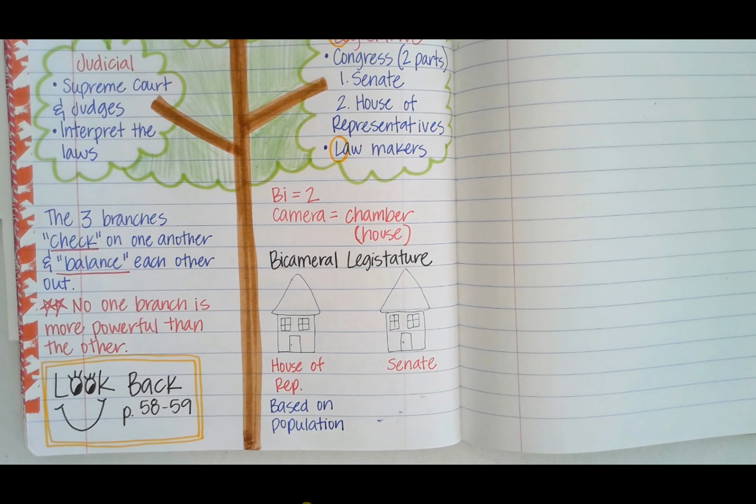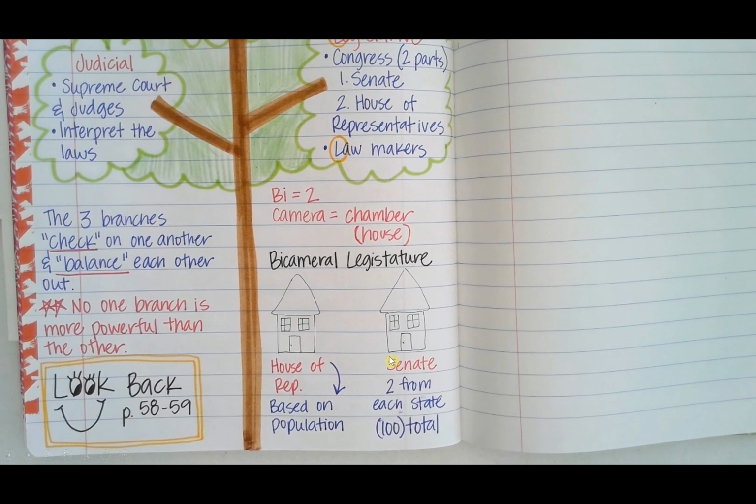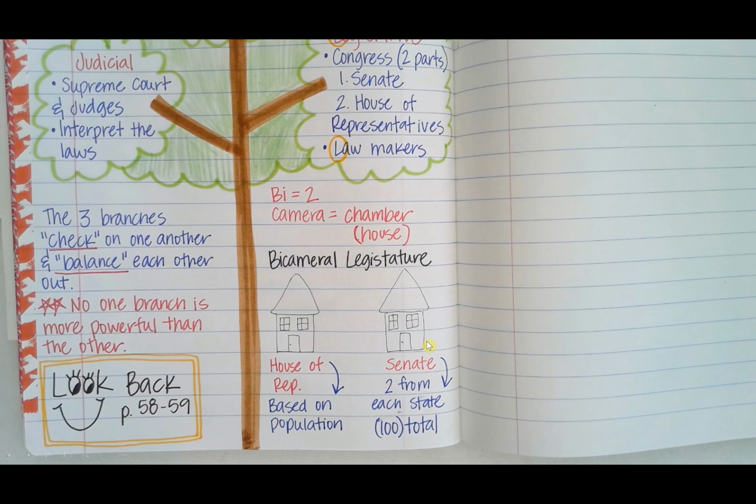And the House of Representatives, the way we determine who gets to be in the House of Representatives, or how many people are in the House of Representatives, is based on the population of the state. So it's going to be a different number for each state. So don't forget that little arrow there. And then the Senate has a fixed number. So there are 2 senators from each state. So if there's 50 states, that means we have 100 total senators in the United States.